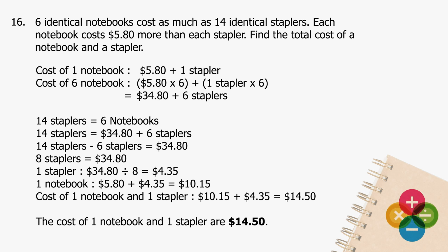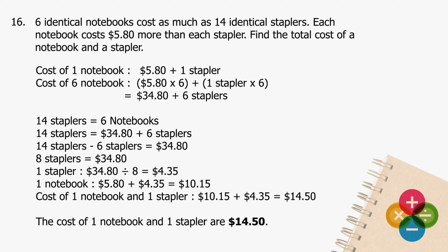The cost of one notebook will be $5.80 plus one stapler. The cost of 6 notebooks will be, multiply $5.80 by 6, plus, multiply one stapler by 6, and the product is $34.80, plus 6 staplers. 14 staplers is equal to 6 notebooks. 14 staplers will be $34.80, plus 6 staplers. Subtract 6 staplers from 14 staplers, is equal to $34.80. The cost of 8 staplers will be $34.80.